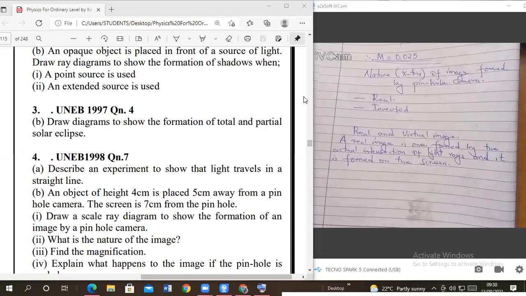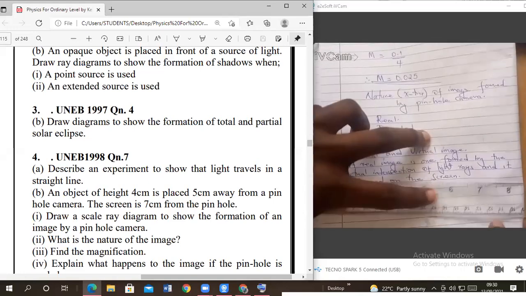But the one on the dressing mirror you use at home, the plain mirror, the image is not real because it appears to be behind the mirror. So it is not the actual intersection of light rays. It's the apparent intersection of light rays. Are you together? Take note of that.